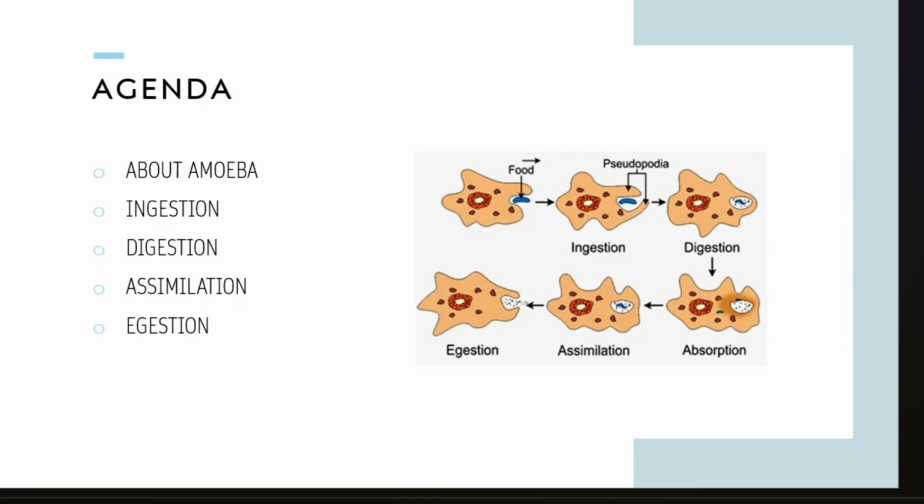You can refer to the adjacent diagram also. In this video we will explain how the amoeba takes in food. First we will see the key points: we will learn what amoeba is, then ingestion, digestion, assimilation, and finally egestion.